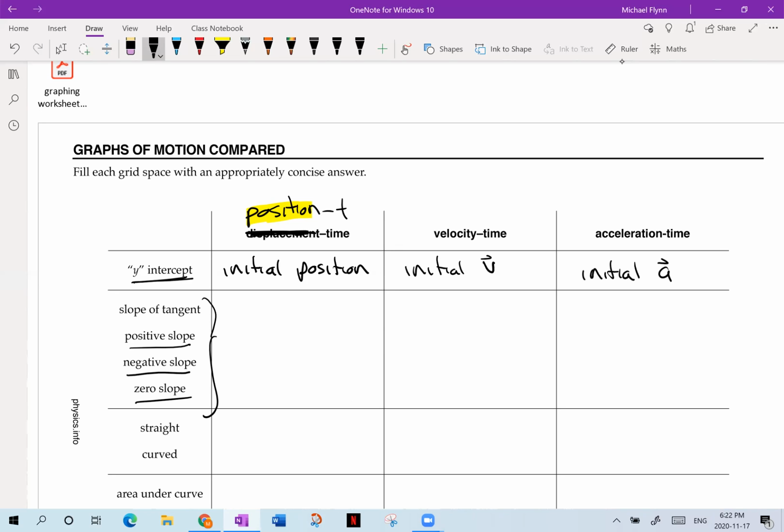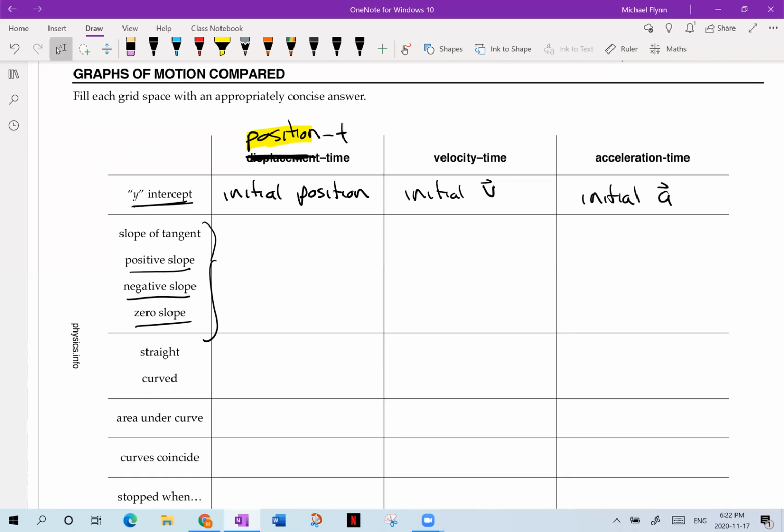But on a velocity time graph, slope of tangent would be the instantaneous acceleration. A positive slope would be a positive acceleration. Negative slope is a negative acceleration. And a 0 slope would be 0 acceleration, and so on. Okay, and on an acceleration time graph, the slope means jerk. And so you can just put in instantaneous jerk, positive jerk, negative jerk, and so on, okay?